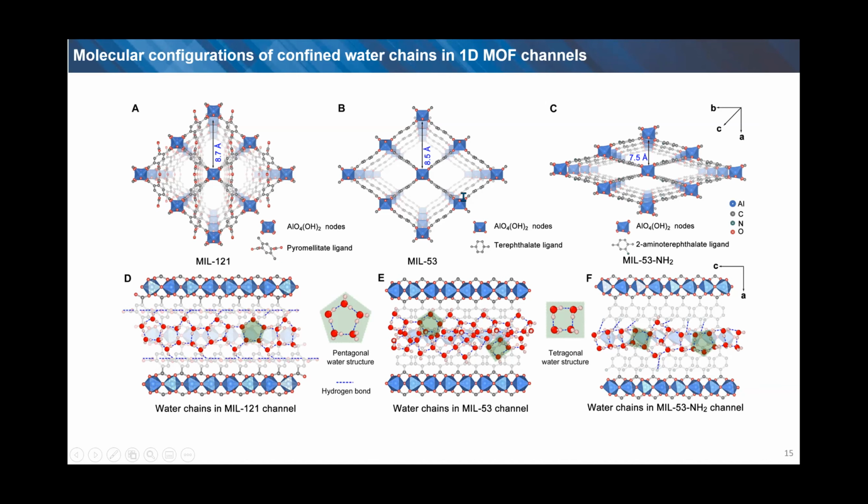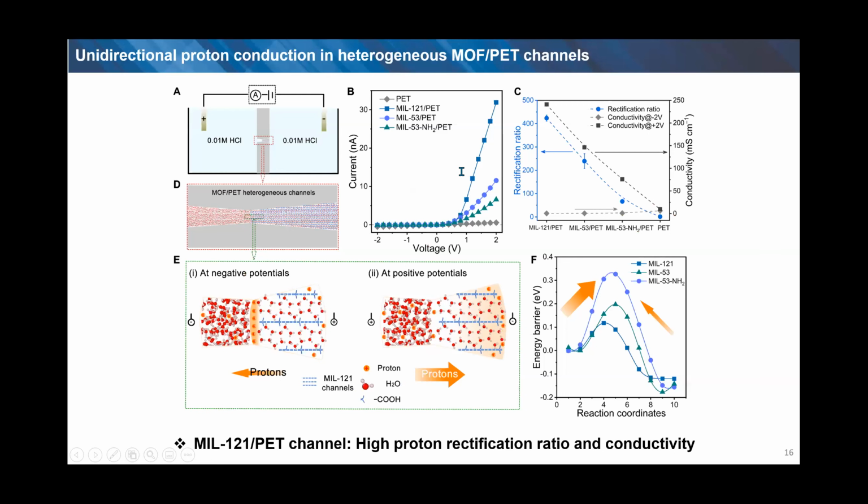And from the IV curve, we can see for the MOF polymer channel, the currents at positive voltages are much higher than those at negative voltages, indicating a unidirectional proton conduction. And from the DFT calculations, we can see the energy barrier for proton transport from the polymer to MOF direction is only half of that from the MOF to polymer direction. In addition, among the three MOF channels, the energy barrier for proton transport in mu1 is the lowest. That's why the mu1 PT channel shows the highest proton rectification ratio and conductivity.